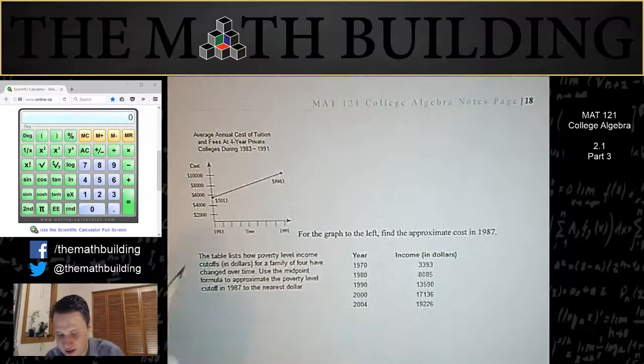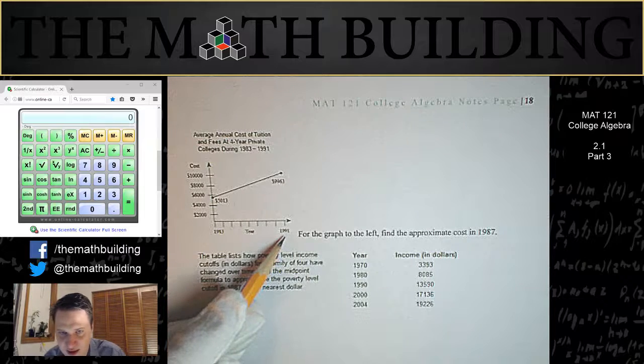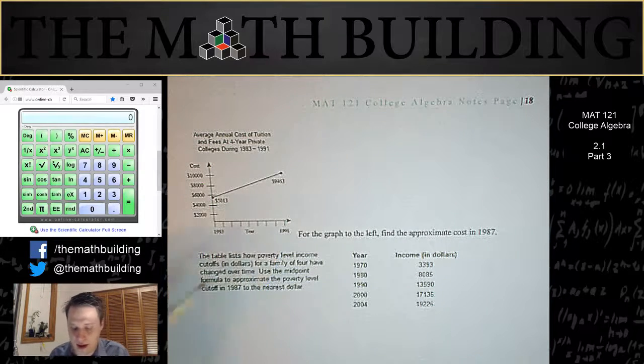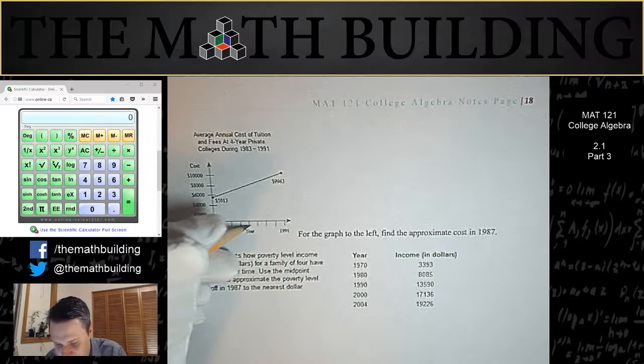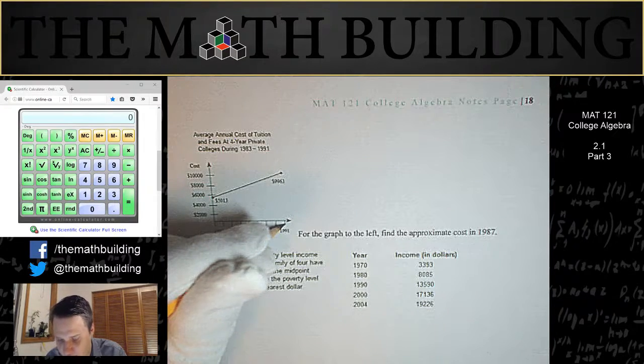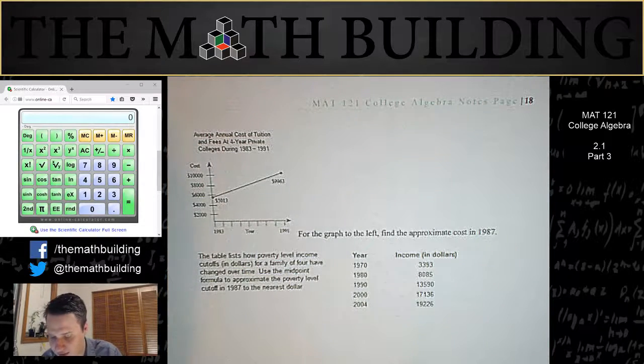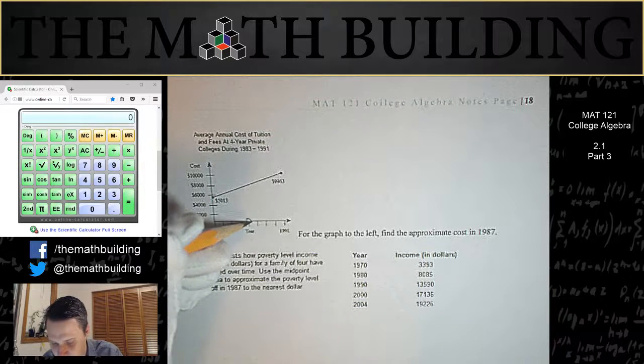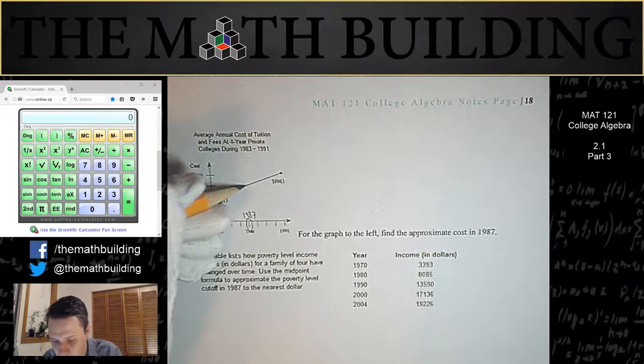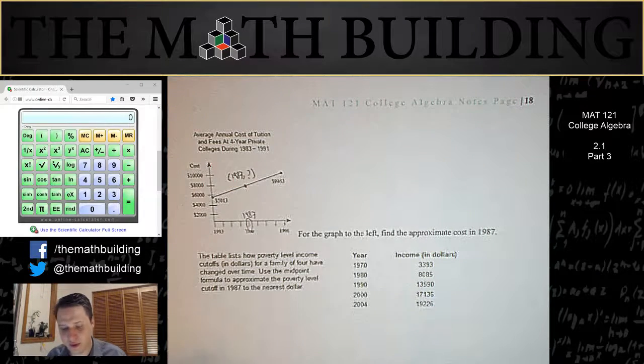So let's see, we've got 1983, and here we've got 1991. So 1984, 5, 6, 7, 8, 9, 90, 91. This graph is just going up 1 year each time, and we want to know 1987. So 84, 85, 86, 87. There's 1987 right here. So in other words, we would like to know this is the point 1987, comma what? What is that question mark right there? What is the cost for that year?